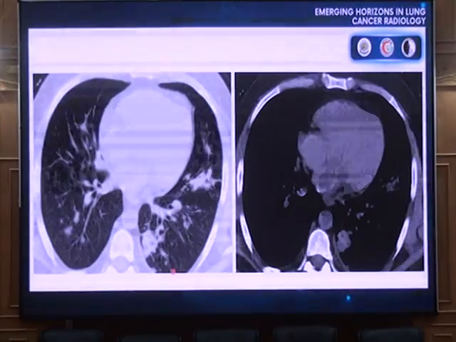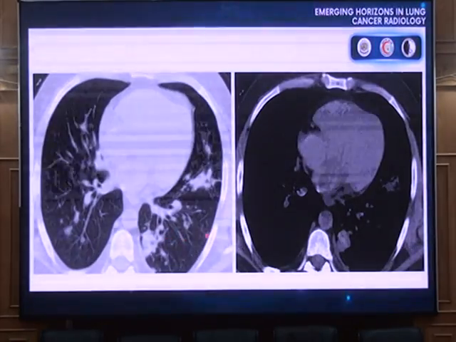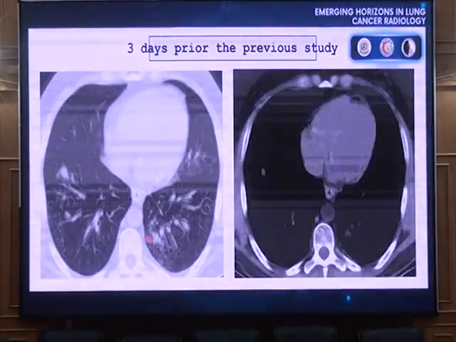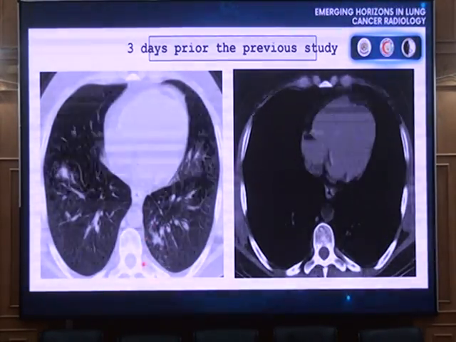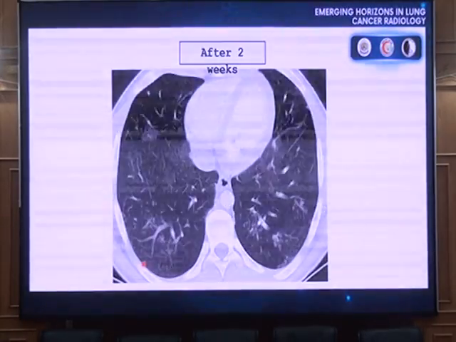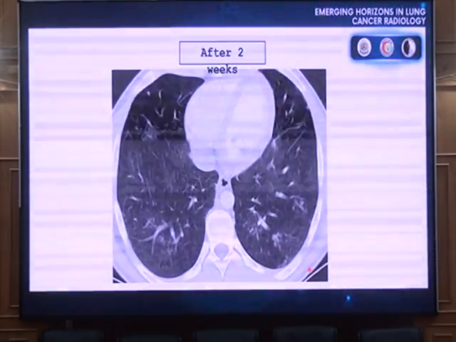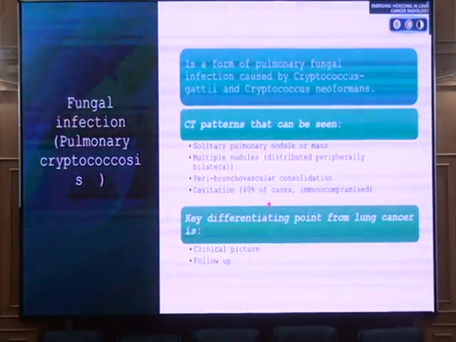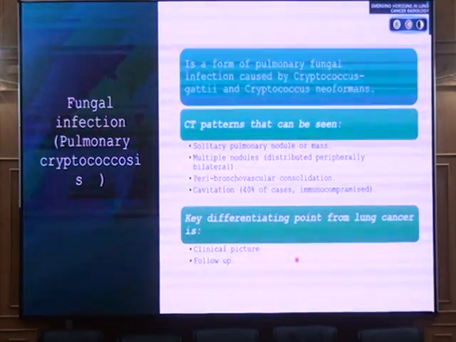Here is another case with a history of fever and cough, and as you see in this CT chest, there are multiple lesions. Some of them are irregular with even spiculated margins, seen scattered in both lungs. However, this patient had a prior CT 3 days before, and these lesions were much smaller. After adequate treatment, after 2 weeks, these lesions nearly disappeared. So this was a case of fungal infection, or pulmonary cryptococcosis, which is characterized by single or multiple pulmonary nodules, areas of consolidation, and some nodules may cavitate in cases of immune compromise. And the key differentiating point here is the clinical picture and the follow-up.